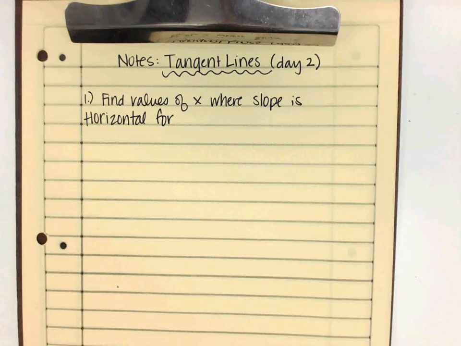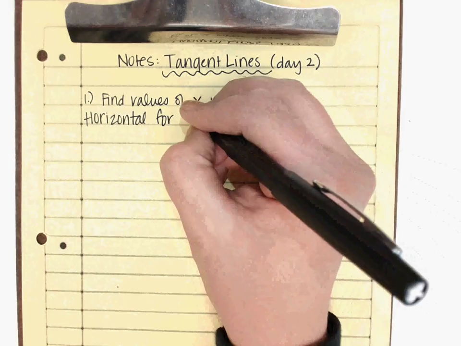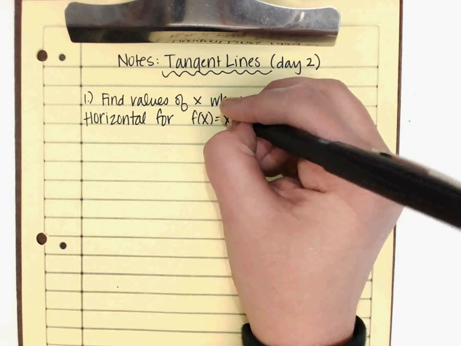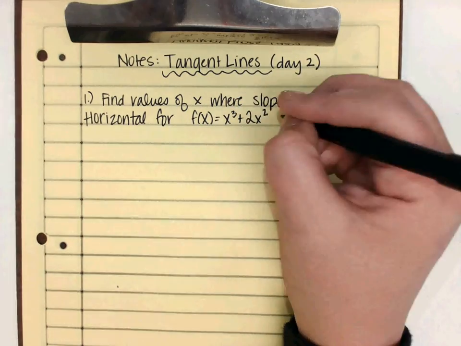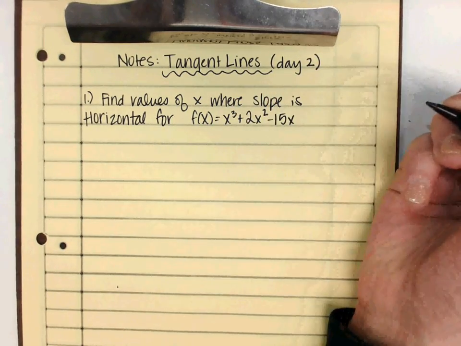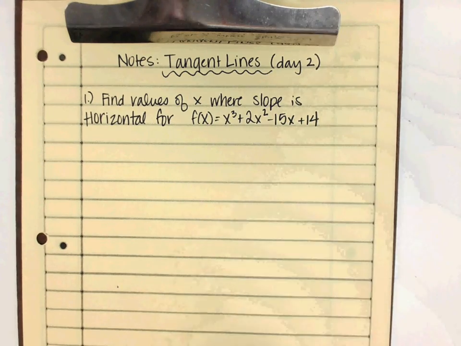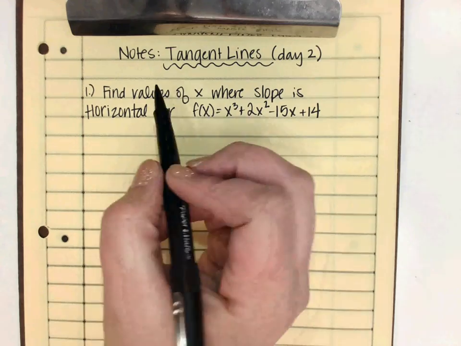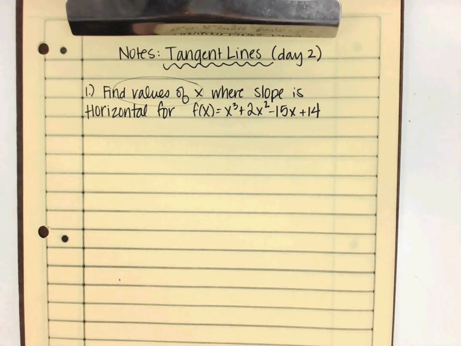Here we go. Find values of x where the slope is horizontal for f of x equals x cubed plus 2x squared minus 15x plus 14. Okay, first question. Now notice it's not asking me to write the equation of a tangent line, I'm just finding x values here. But if I want a horizontal slope, think about what I might do.